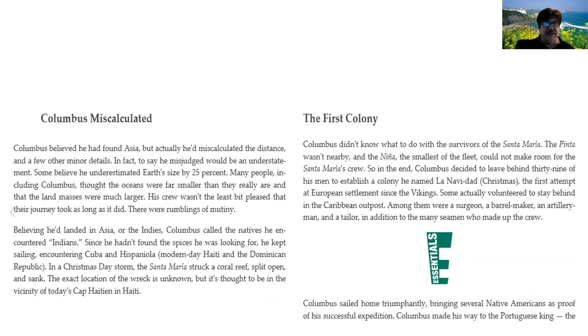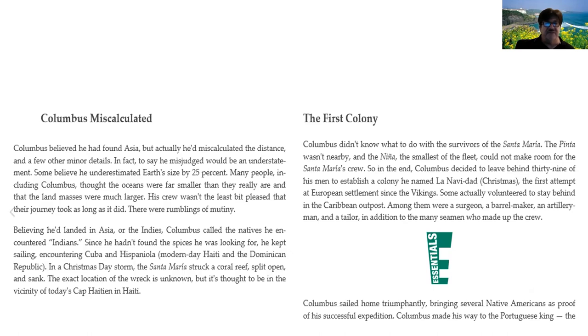Columbus believed he had found Asia. But actually, he miscalculated the distance and a few other minor details. In fact, to say he misjudged would be an understatement, which means basically he made a big error. Some believe he underestimated Earth's size by 25%. Many people, including Columbus, thought the oceans were far smaller than they really are, and that the land masses were much larger.